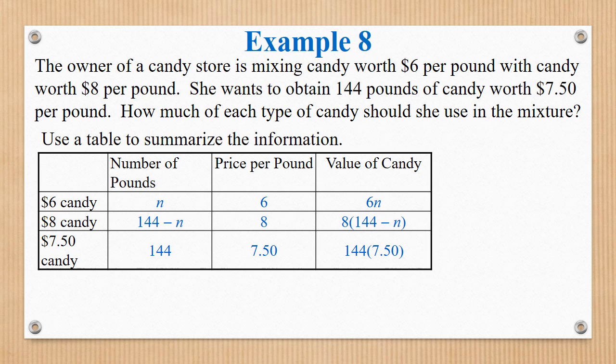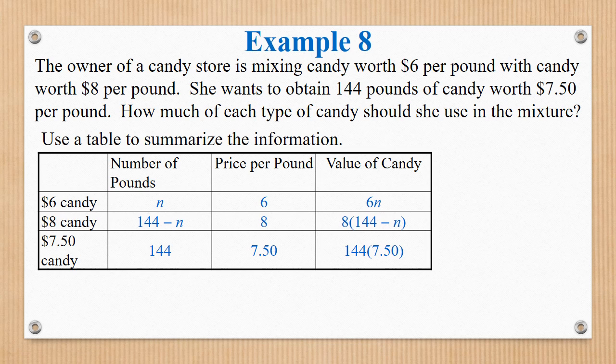When you set it up as a table, it automatically leads itself into that multiplication. So in order to find out the value of my candy, it's the number of pounds times the price, right? So it'll be 6 times N. Then I would do the next one. The number of pounds times the price, which is 8 times 144 minus N. And so here my result would be the number of pounds times my price per pound, which would be 144 times 7.50.